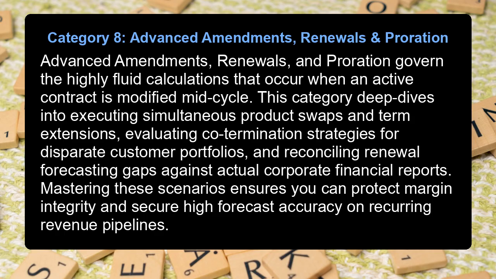This category deep dives into executing simultaneous product swaps and term extensions, evaluating co-termination strategies for disparate customer portfolios, and reconciling renewal forecasting gaps against actual corporate financial reports. Mastering these scenarios ensures you can protect margin integrity and secure high forecast accuracy on recurring revenue pipelines.